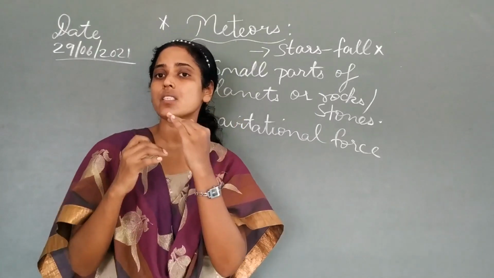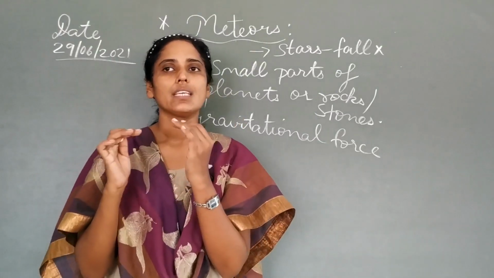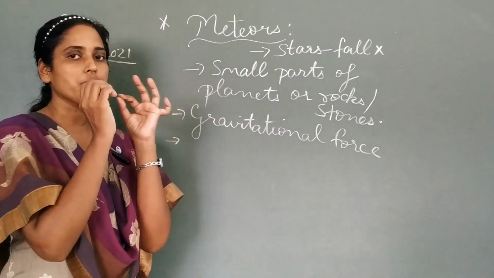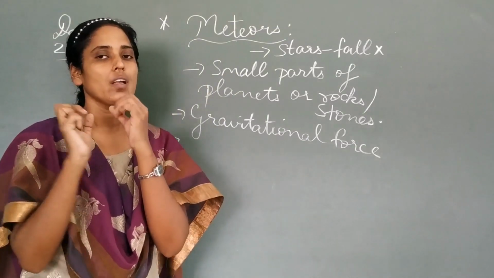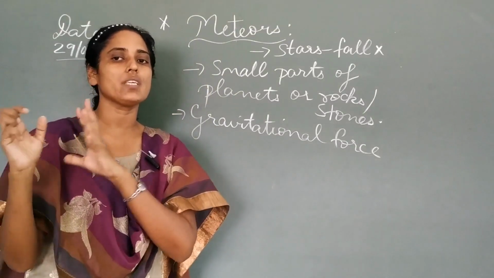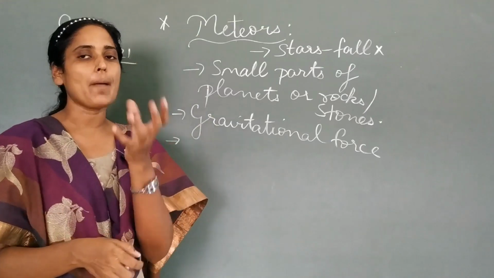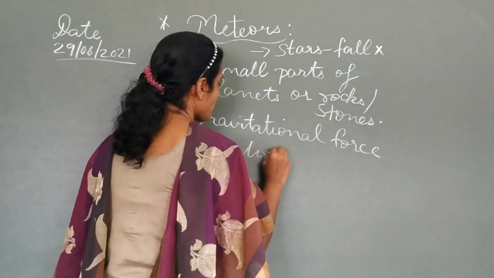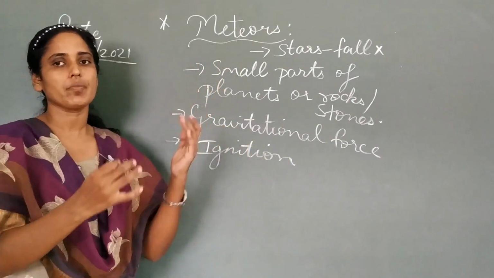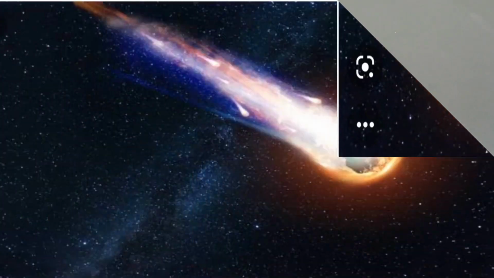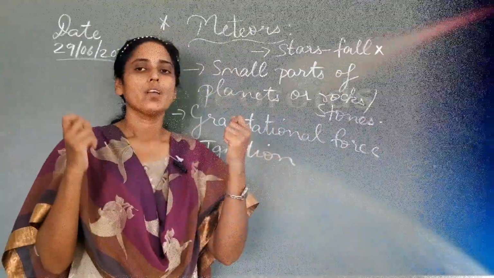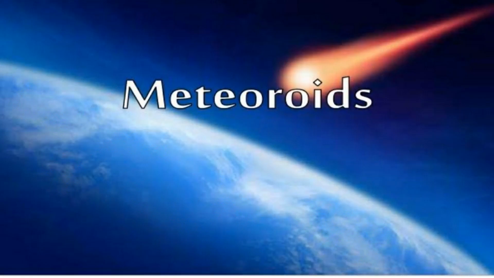So what happens, students, during that time? As soon as they enter the earth's atmosphere, they get ignited due to friction. The rubbing of these particles with the atmosphere, the dust particles, whatever is there in the atmosphere, causes friction. Due to that, it gets ignited. So ignition takes place, or it burns up. Because of gravity, it is pulled down towards the earth, and when it enters the atmosphere, it gets ignited.